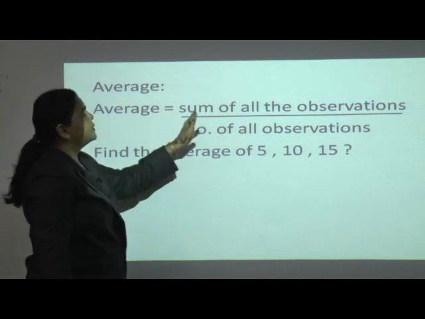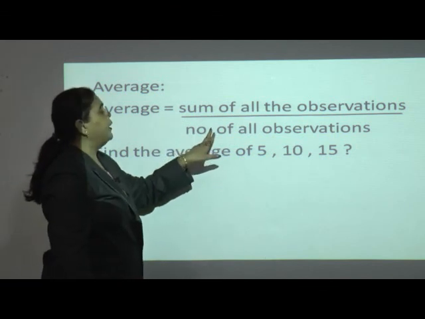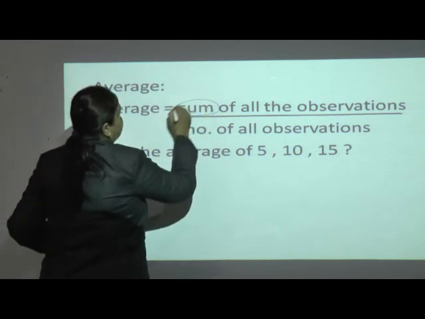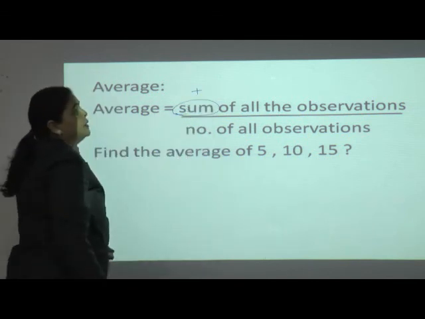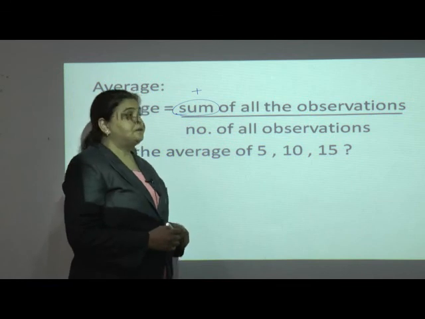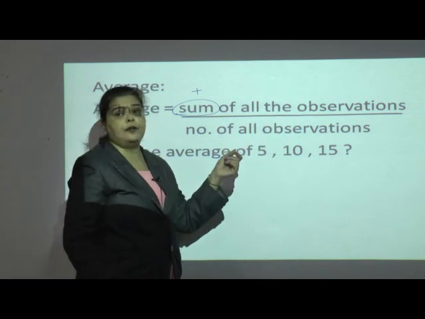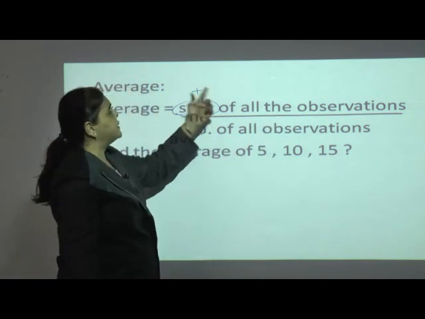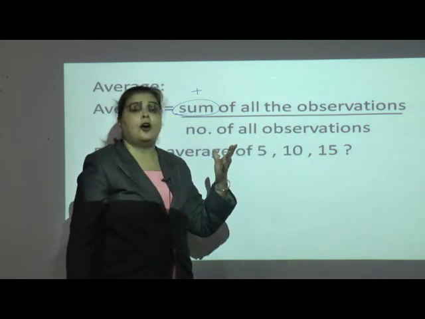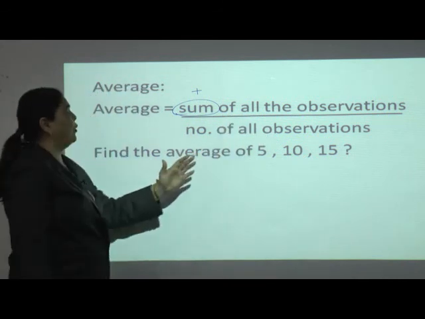Average is equal to the sum of all the observations upon the number of observations. What is the sum of all? The word sum means addition. Sum of all observations means you have different marks in the test, suppose English, Hindi, Marathi. We have to do the sum of that. And the number of observations is how many subjects you had, by which it should be divided. Now we will go through some examples so you will understand.